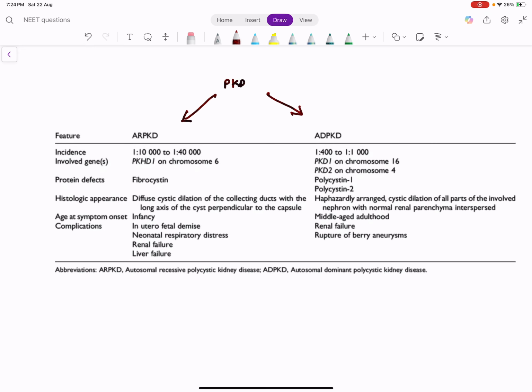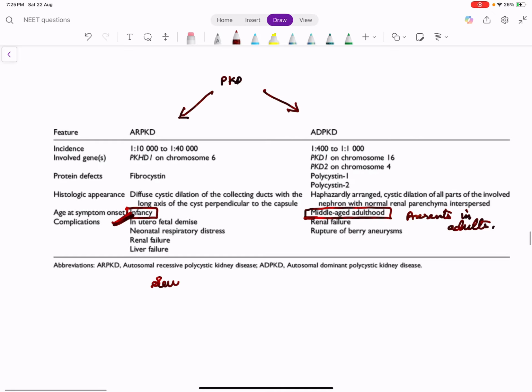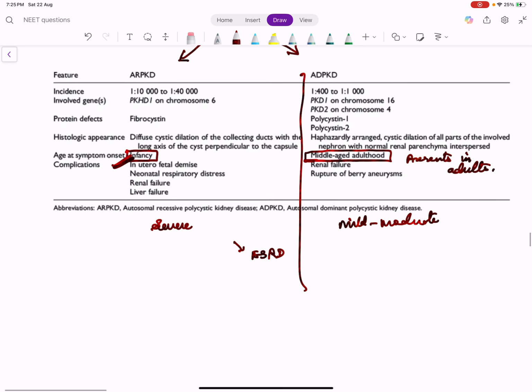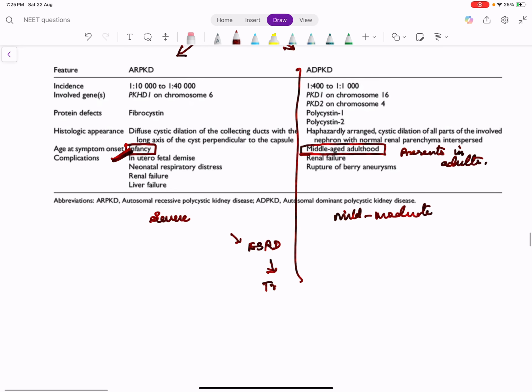Autosomal dominant polycystic kidney disease occurs in adults. Even though it is a genetic or congenital disease, it presents in adulthood. They will be normal in childhood and present only in adulthood. Whereas autosomal recessive polycystic kidney disease occurs in pediatrics, it's an infant disease. ARPKD is severe because it occurs in childhood. ADPKD is mild to moderate. But both finally lead to end-stage kidney disease, that is chronic kidney disease, and may need transplant or HD.